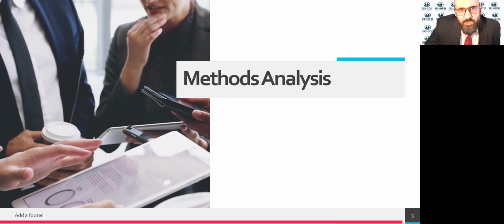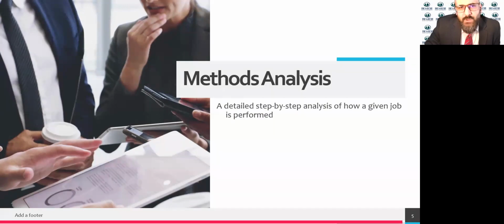Whenever we look into method analysis, we have to include a step-by-step analysis of how a given job is performed. Again, when we need to design a job, we look into the job description, who's going to do it, the skills, and so on. Before we do this, we have to analyze the method, or what we call analyzing the job itself. And this is, again, a step-by-step analysis of how a given job is performed.